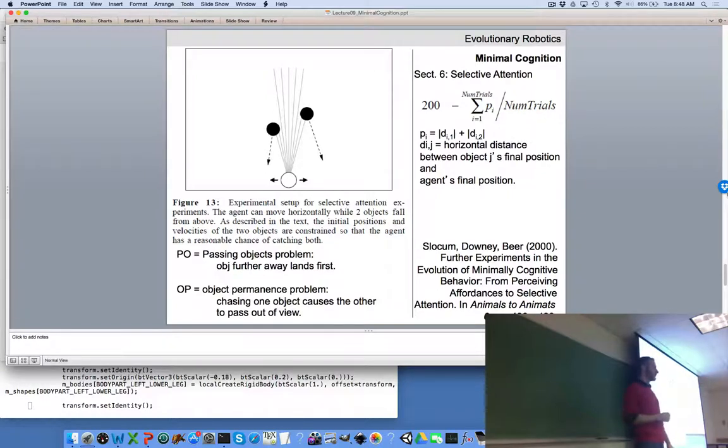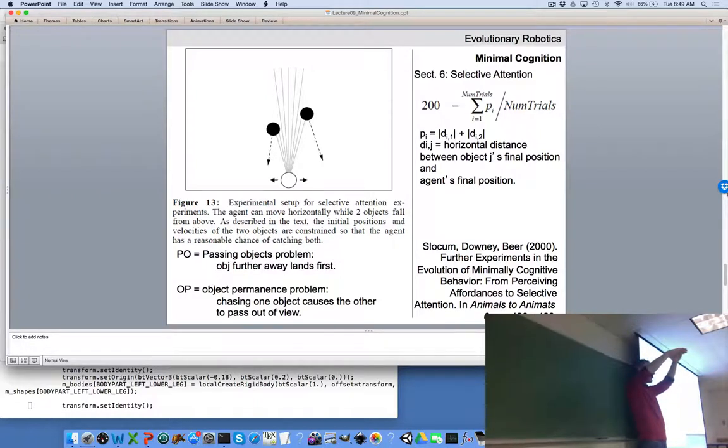Why not? I mean, if you just go for whichever object is closer, and then you have the passing object, each time that object does pass, you're going to end up with a pretty bad fitness function. Why? Because you're going to be missing one of the discs entirely. You might. If they're falling and the faster one passes this one and now you go after this one because it's closer, you might still be okay.